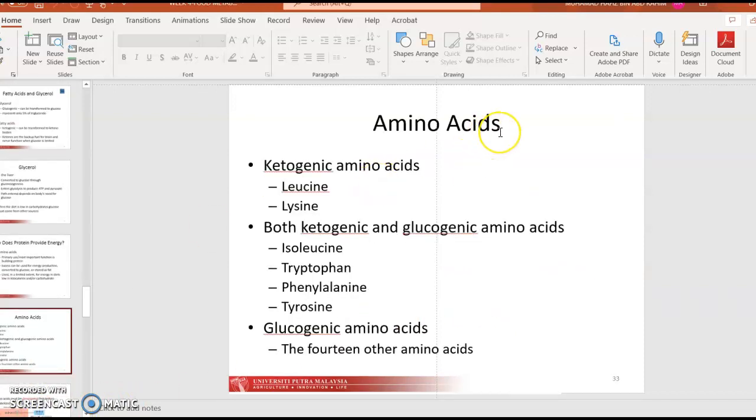Amino acids can be divided into different types, apart from essential and non-essential. They can be divided into ketogenic amino acids, which can be converted into ketone bodies; glucogenic amino acids, which can be converted to glucose; or both ketogenic and glucogenic, meaning this amino acid can form both ketone bodies and glucose.